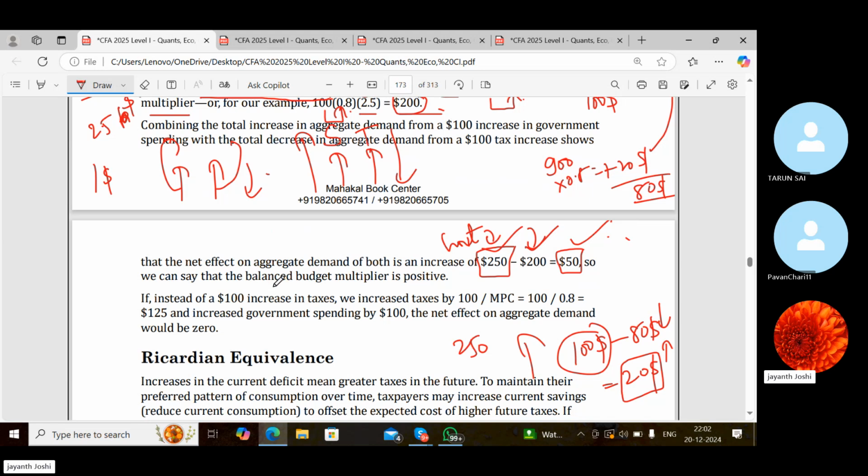We say that the balanced budget multiplier is positive. So if instead of a $100 increase in taxes, we increase the taxes by $125, with the increased government spending of $100, the net effect on aggregate demand would be zero. Why? If the taxes increase by $125, then 125 times 0.8 times 2.5 is going to be $250. So $250 is spent into the economy, $250 reduces the private spending, and the net effect is zero. Fine, that's it.